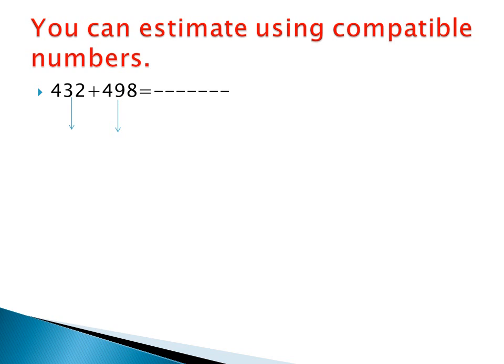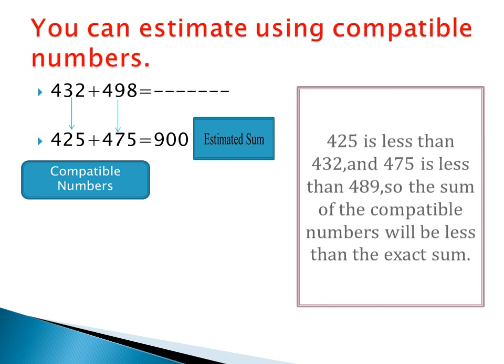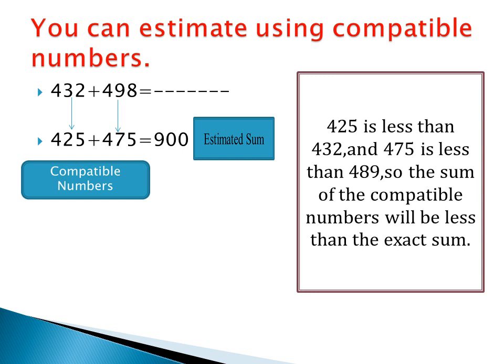I will replace 432 with 425. I will replace 498 with 475. The sum is 900. 900 is an estimated sum. 425 is less than 432 and 475 is less than 498. So the sum of the compatible numbers will be less than the exact sum. So the exact sum will be greater than the estimated sum.